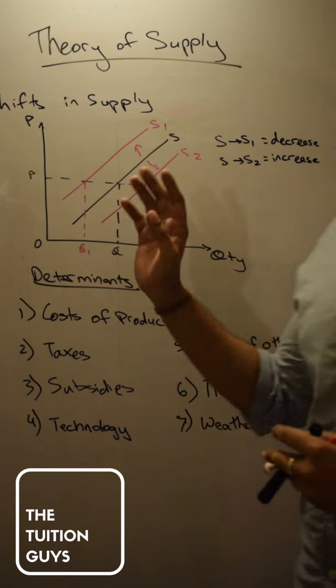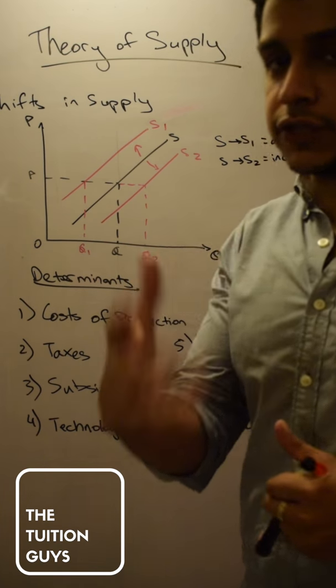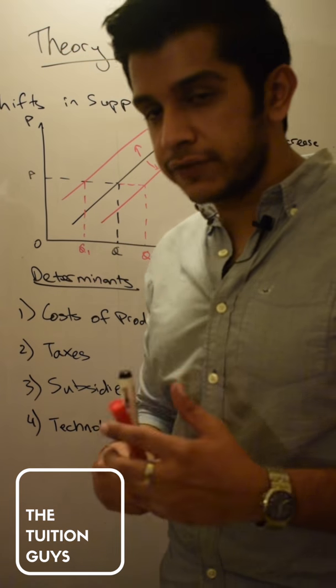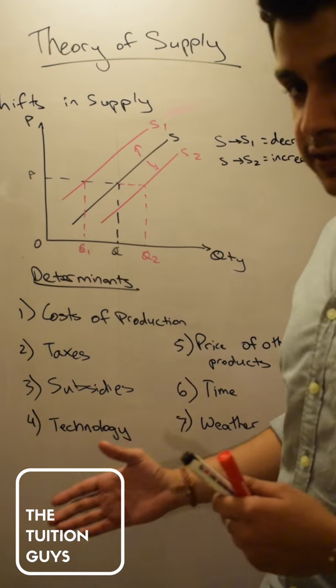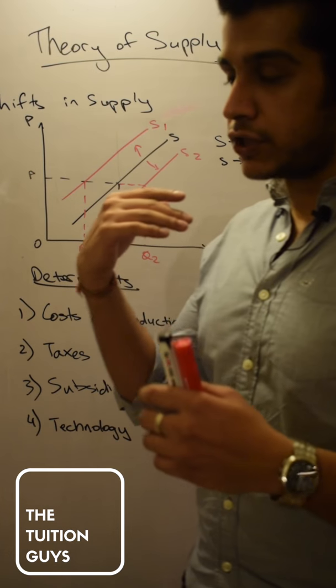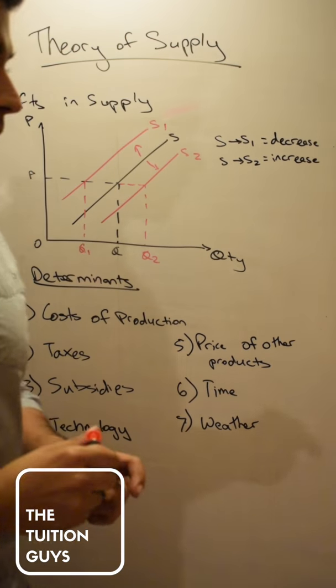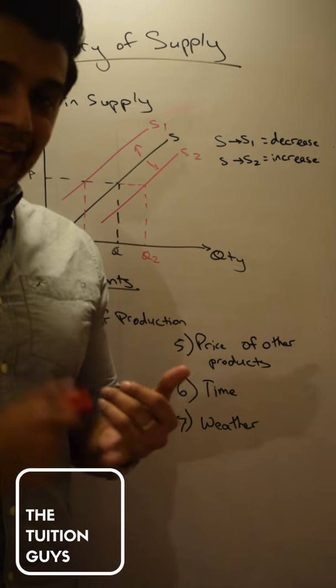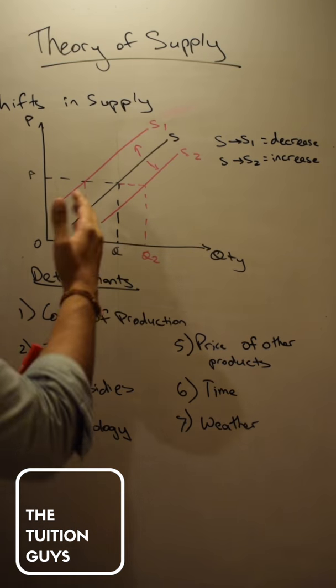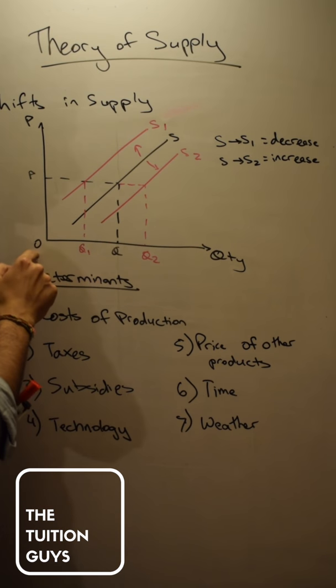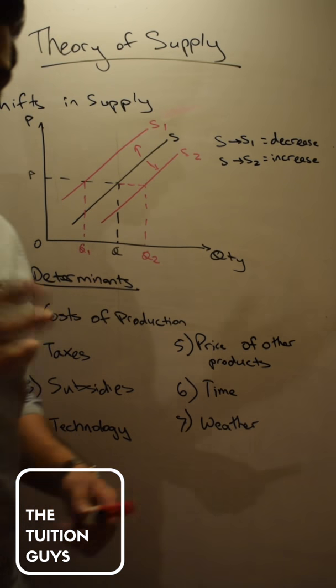Now we're going to talk about the shifts in the supply curve, how the shift happens in the first place. The shift can happen because of the determinants of supply. Some might cause the shift to be outwards, some might cause the shift to be inwards. Always remember that in both demand and supply, an inward shift, meaning towards the origin, is a decrease in either demand or supply.